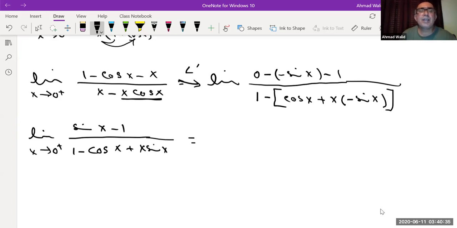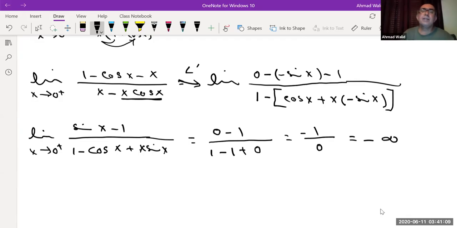Now plug in to check. Sine of 0 is 0. It gives you 0 minus 1 over 1 minus cosine of 0 is 1, plus 0 times sine x gives you 0, correct? It means you end up with negative 1 over 0, which gives you what? Negative infinity, final answer.